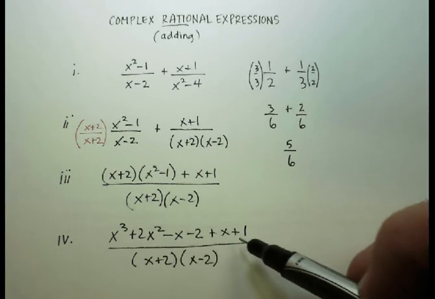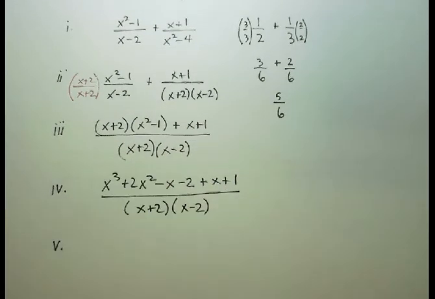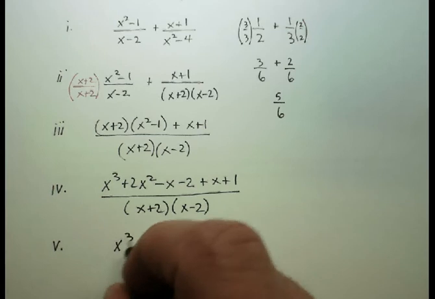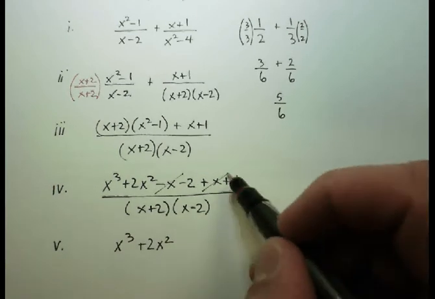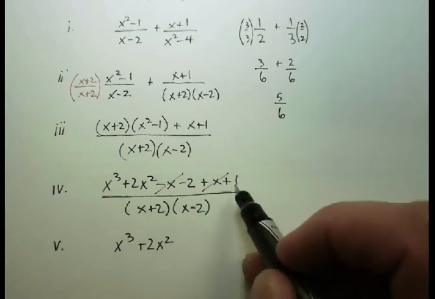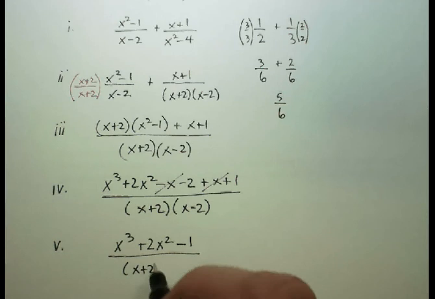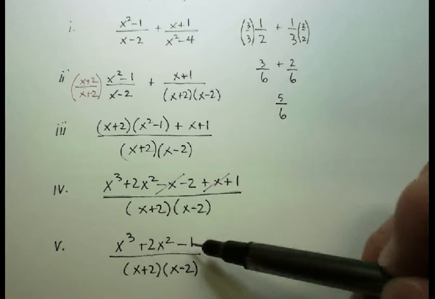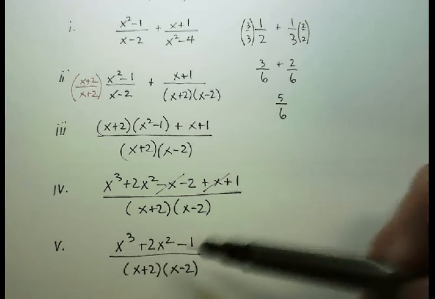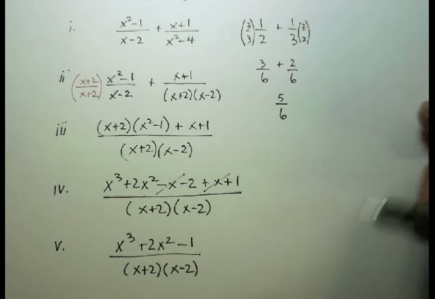Now let's keep looking up here. Is there anything more I can do to simplify that? Well, I can add up my like terms, can't I? Let's try that. X cubed stays x cubed. 2x squared stays 2x squared. These x's cancel. Negative 2 and 1 become minus 1. And then this denominator stayed the same. Now let me look at this. Is there anything I can do to factor this trinomial? I can't. And since you can't factor it, that'd be your final answer.